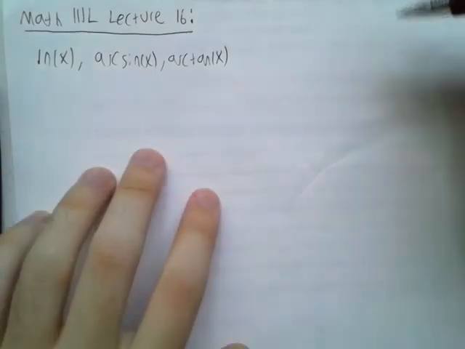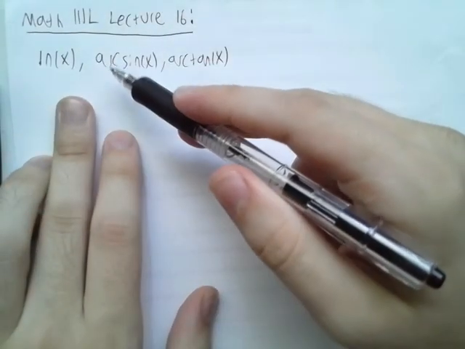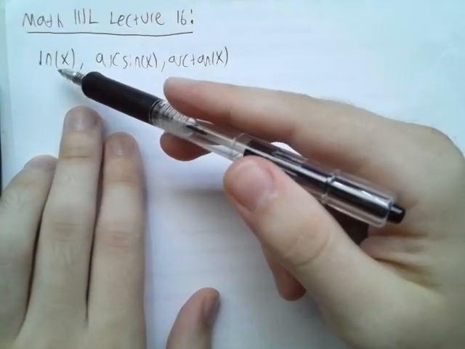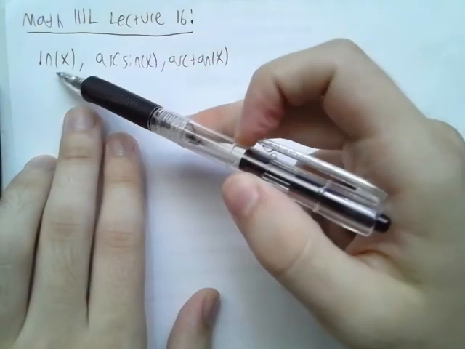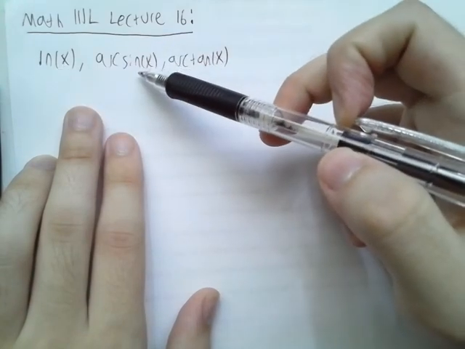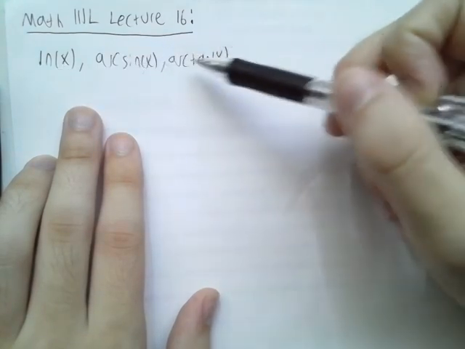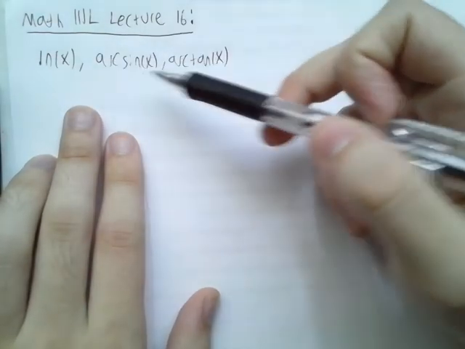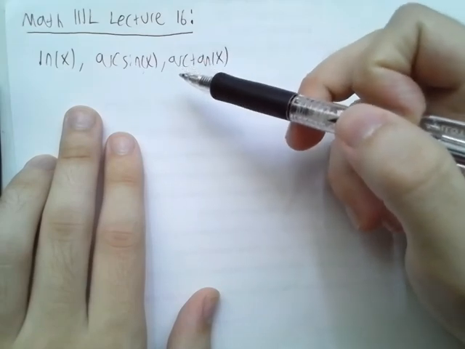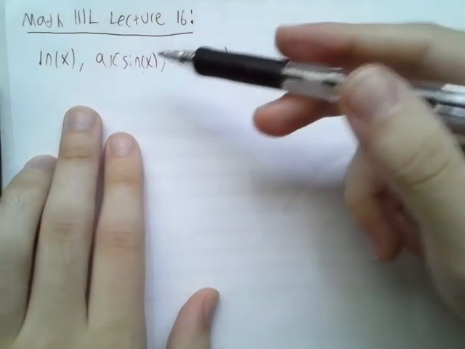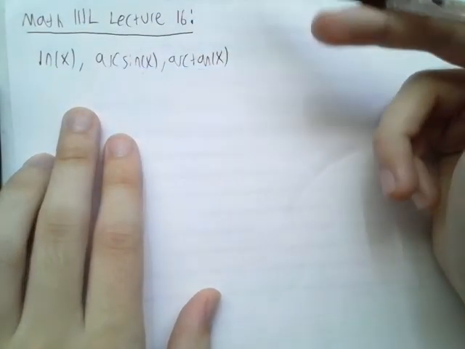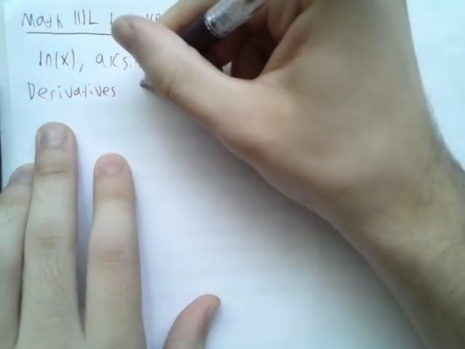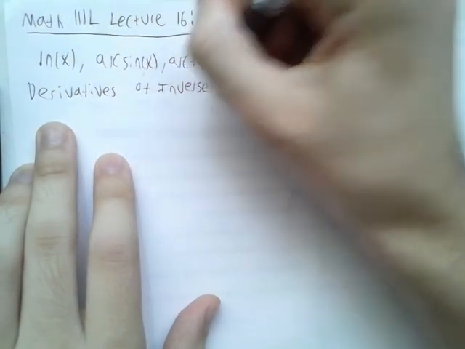So what do all these functions have in common? Well, they're all inverse functions of things that we do know how to differentiate. So we know how to differentiate e to the x, which is the inverse function of log. We know how to differentiate sine of x, and that's the inverse of arcsine. We know how to differentiate tangent of x. So if we somehow know how to differentiate inverse functions in terms of the original function, then we could handle all of these things. So the topic for this video is going to be derivatives of inverse functions.